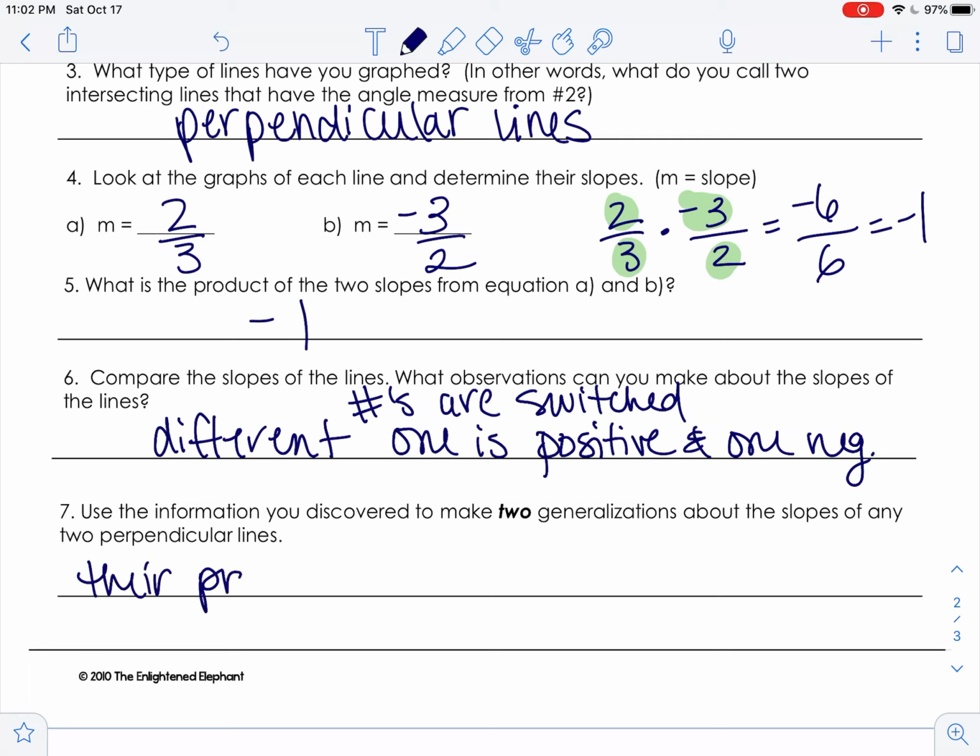First, their product is -1, but we really don't focus on that. Instead, we focus on this. Slopes are opposite reciprocals.